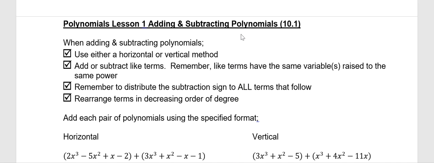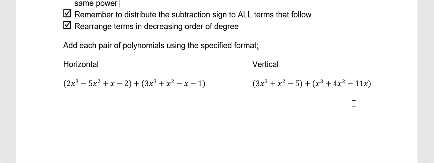This lesson introduces us to the idea of adding and subtracting polynomials. Now, just for clarification, a polynomial, as we've discussed in class, is nothing more than a series of terms that are joined by either adding or subtracting. So, for example, this polynomial here is made up of four terms: 2x to the third, negative 5x squared, positive x or positive 1x, and negative 2.